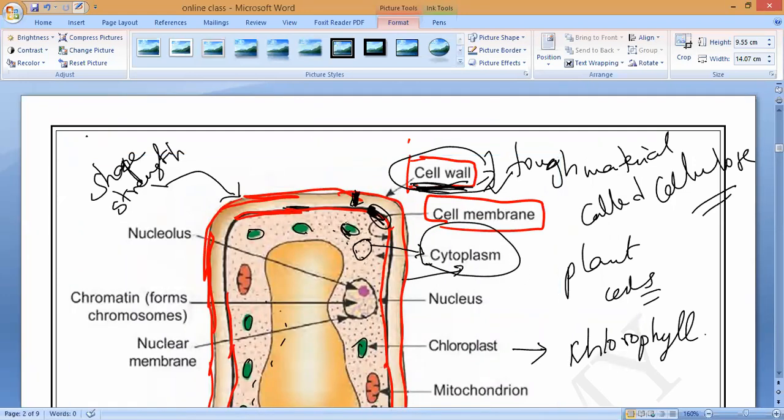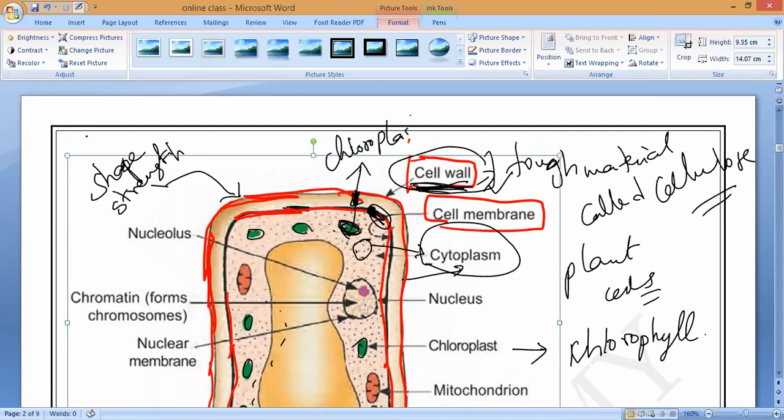Inside this cytoplasm, green color vacuole-like substances are present. They are called chloroplasts. Understand? Now, this chloroplast contains one of the most important things for the production of food. That is called photosynthesis. You understand? Yes, sir.